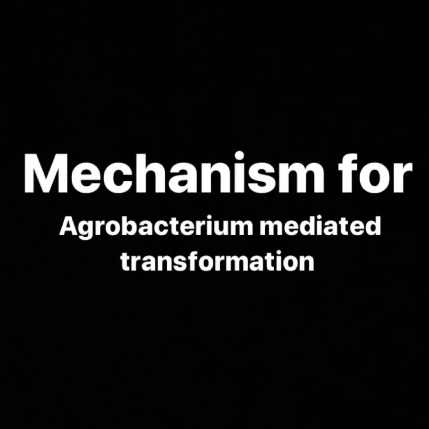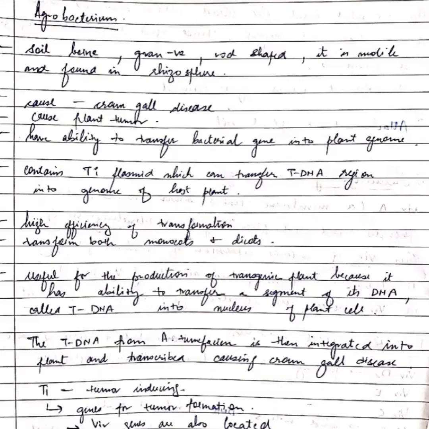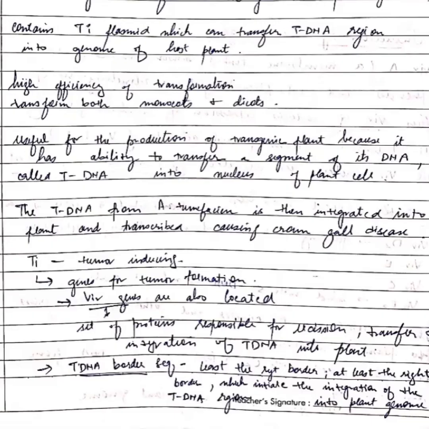Agrobacterium is a gram-negative bacteria that is rod-shaped and motile and is found in the rhizosphere. They are involved in causing crown gall disease in plants. They can also cause plant tumor. They have the ability to transfer bacterial genes into the plant genome. They contain Ti plasmid, which can transfer the T-DNA region into the genome of the host plant.